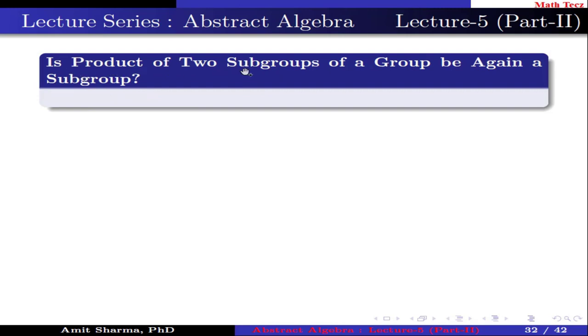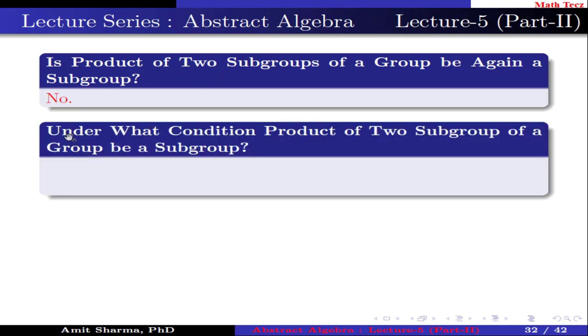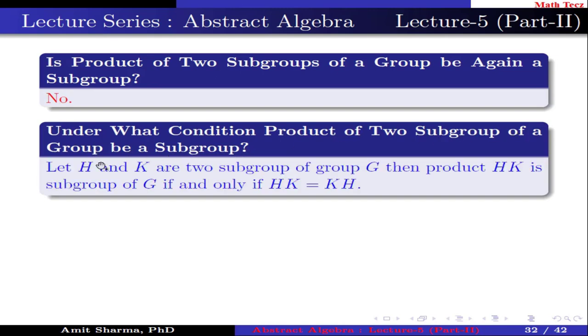Is the product of two subgroups of a group again a subgroup? The answer is no. Under what condition is the product of two subgroups of a group a subgroup? Let H and K be two subgroups of a group G, then the product HK is a subgroup of G if and only if HK equals KH.